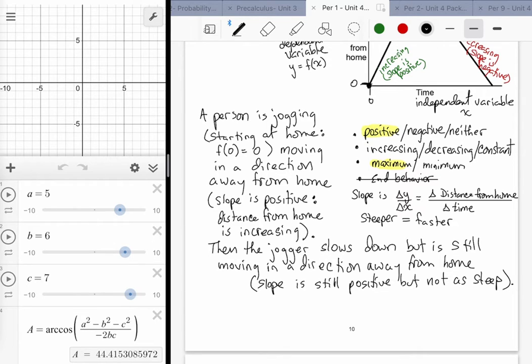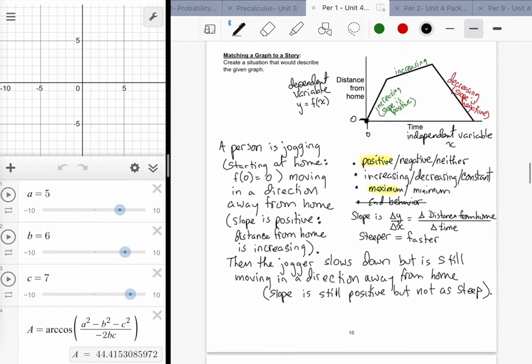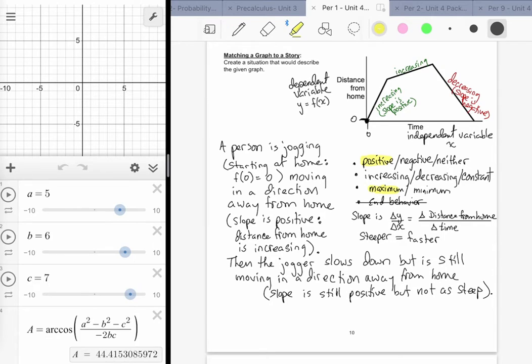So then we want to get to the downward slope. So the jogger, well, it's kind of hard to tell, but it does look like the slope or the pitch of that last line segment is a little bit steeper than the second one. So I'm comparing this one and this one. This one looks a little steeper. But the negative aspect of it is telling us that the distance from home is decreasing now.